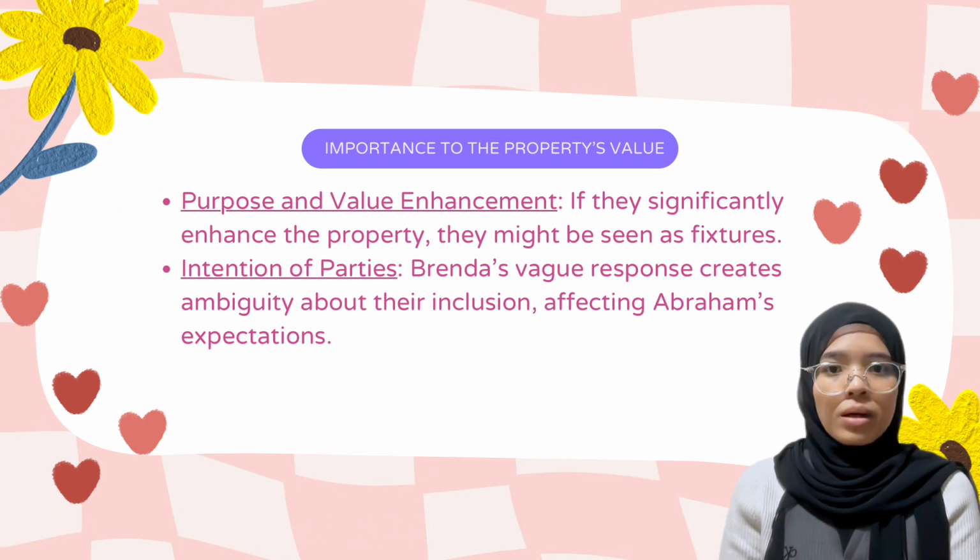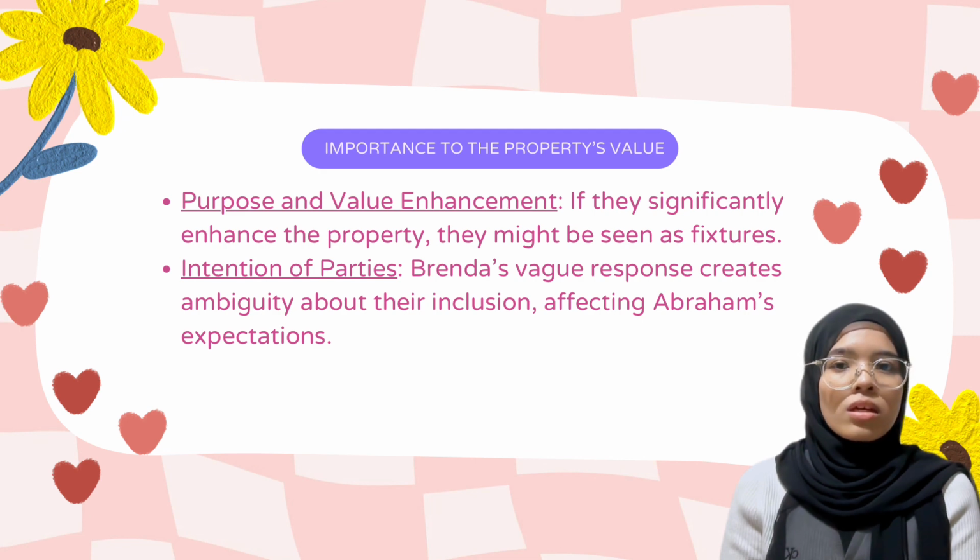In Berkeley and Paulette, 1976, the Court of Appeal found that paintings and a statue and a sundial were fittings because they could be removed without significant damage and their placement was for enjoyment rather than enhancement. This case demonstrates that the purpose behind placing the items is crucial in determining their classification.